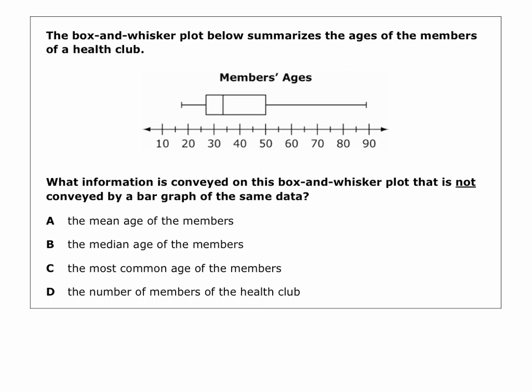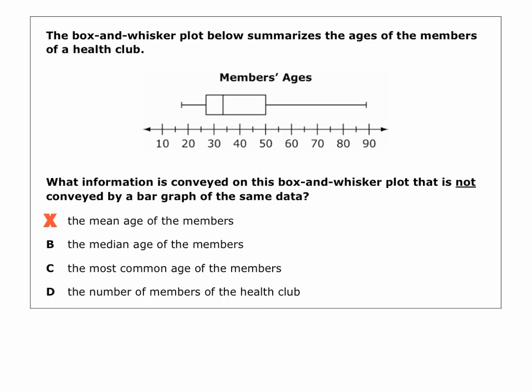So what information is conveyed in this box and whisker plot that is not conveyed in a bar graph of the same data? A says the mean age of members. Well, we can't find the mean age of members based on this box and whisker plot, so A is out. B says the median age of members. Because the median age of members is very obvious in a box and whisker plot, that could possibly be my answer.